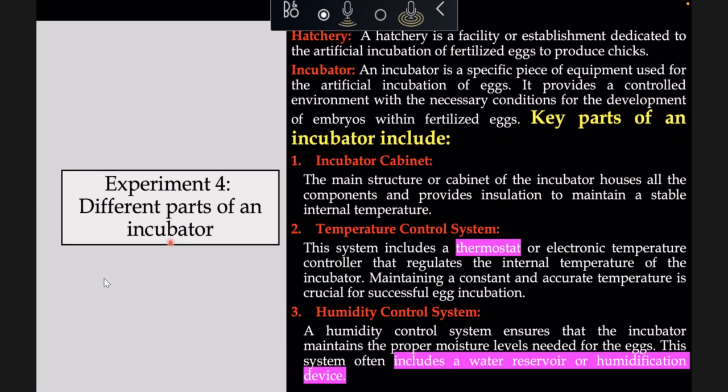And if we are doing it using any machine artificially, the machine is called the incubator. And usually the incubator is placed within the facility which is called the hatchery. হ্যাচারি বলা হয় যেখানে ইনকিউবেটর থাকে, যেখান থেকে আমরা বাচ্চা উৎপাদন করে থাকি মূলত.